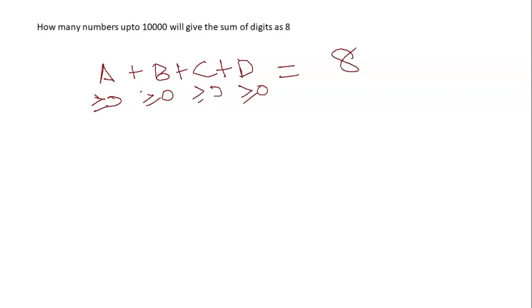Am I right? It's not 5 digits, only 4 digits, because the 5th digit is not formed, since 10,000 is the limit. So it's only going to be 4 digits.